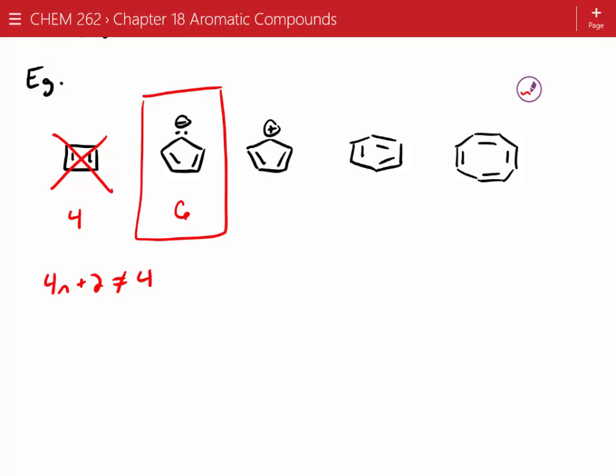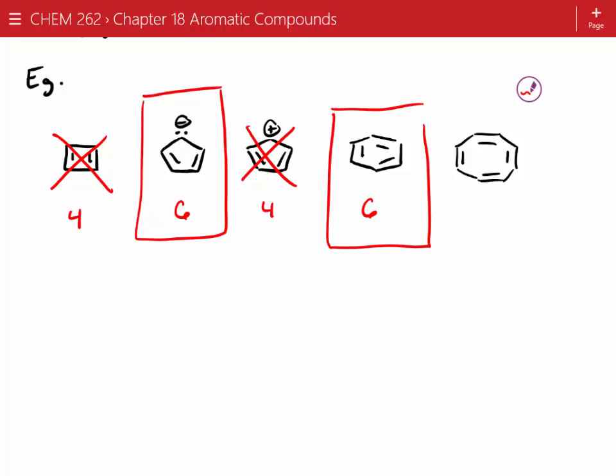What about the next one over? How many pi electrons are in that one? 4, right? Because now we don't have a lone pair there. So in this example, we only have 2 pi bonds. This means it has 4 pi electrons, which means this is not aromatic. What about benzene? How many pi electrons does it have? 6. So if we take n equal to 1, 4n plus 2 is going to be equal to 6. So benzene follows those rules.